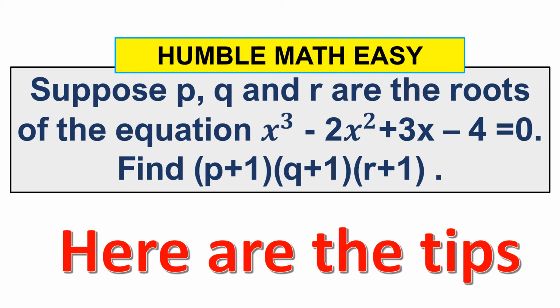Suppose P, Q, and R are the roots of the equation x cubed minus 2x squared plus 3x minus 4 equals 0. We're going to find the value of the quantity (P plus 1) times the quantity (Q plus 1) times the quantity (R plus 1). So hold on, keep it going, and here are the tips.